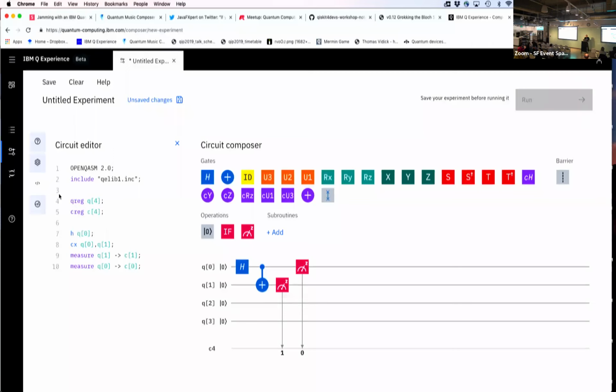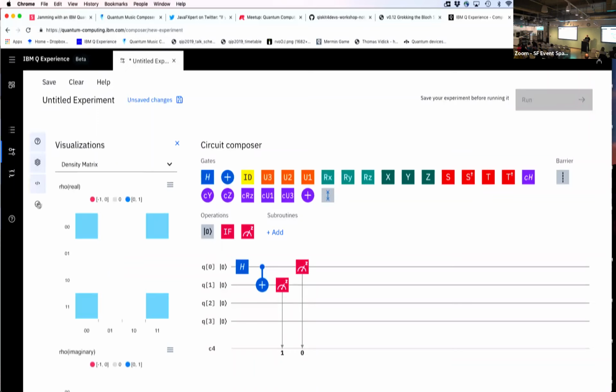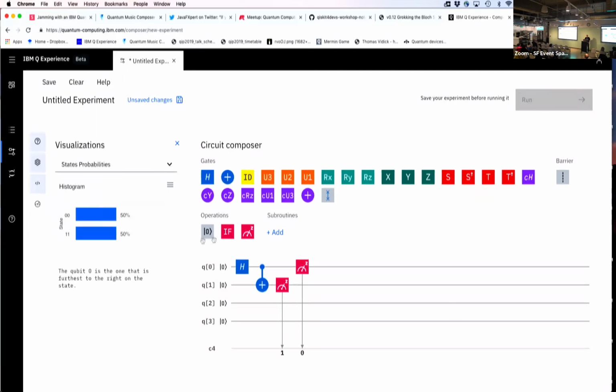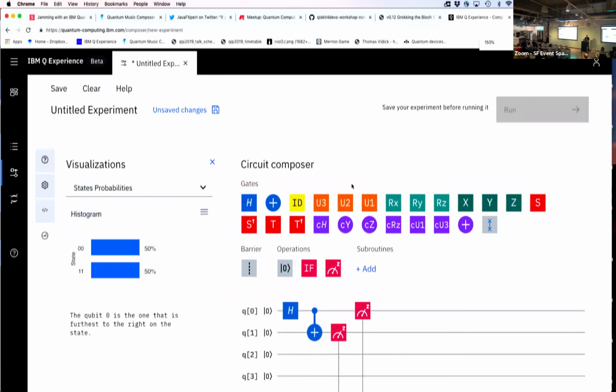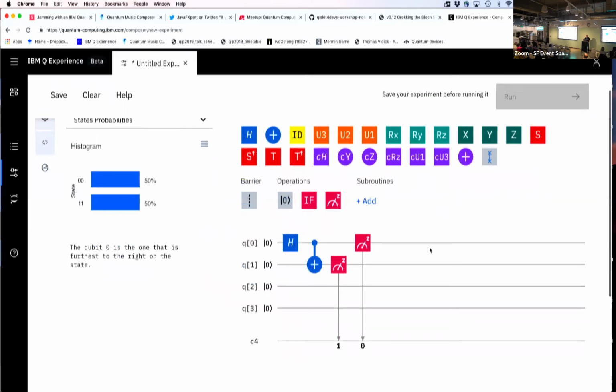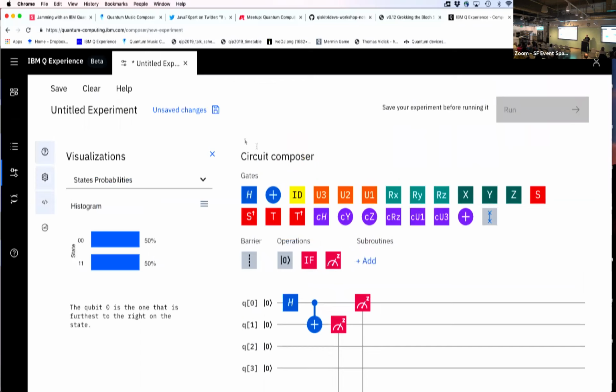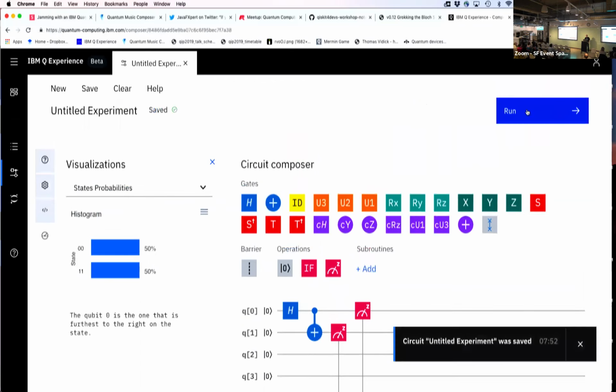And so if I ran this, well, before I run it, I could also look at some visualizations. So remember that with a Bell state here, there's a 50% probability that it's going to collapse as 0,0, 50% probability that it'll collapse as 1,1. So if I get a 0 here, we know this one's going to be 0, et cetera. So I can see the probabilities in this histogram as I'm building the circuit. But then I can save the circuit and I can run it.